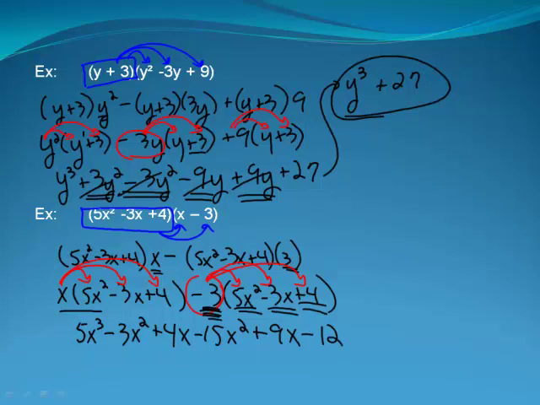Combine any like terms that you see. We've only got that one cubed, so I'm going to put that up here. I've got 5x cubed. I've got a couple of x squared terms. I've got negative 3x squared and negative 15x squared. Negative 3 and negative 15 is minus 18 x squareds. I've got positive 4x and positive 9x. 9 plus 4 is positive 13x.